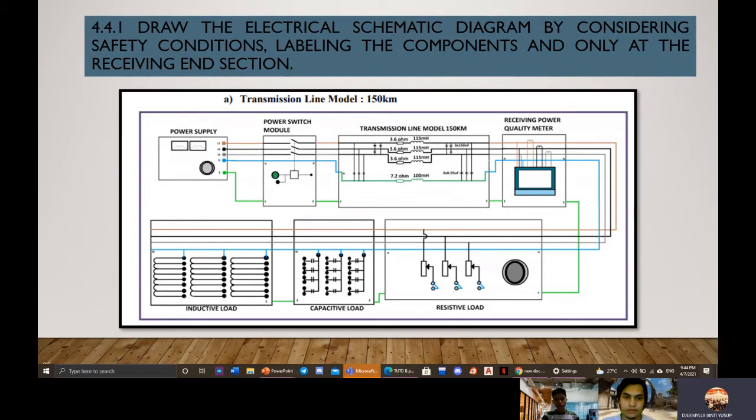Okay, this one is for the transmission line model for 150 km. As well, it's the same schematic diagram as before. So this one is the power supply, this one is the inductive load, the capacitive load, and resistive load. This one is the ground going down, and then this one is L1, L2, L3, and the neutral line.